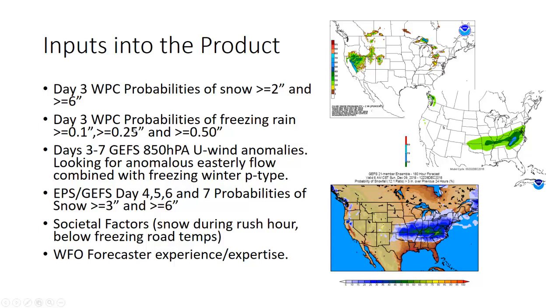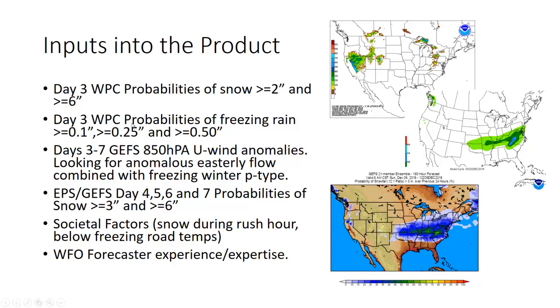It seems like there's a lot of stuff, and there is, but it's very easy to categorize, and it's very easy to input this stuff into the system that I've developed here. So we have the day 3 WPC probabilities of 2 inches of snow and 6 inches of snow. That's basically the probabilities that we see now, except it's just for day 3.